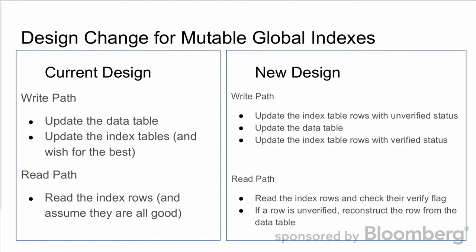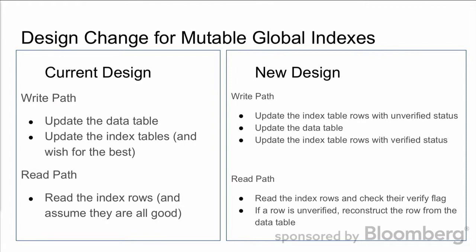As I described in the write path, in the current design, we update the data table, then the index tables are updated, and we wish for the best. But with the new design, it is three-phase updates. So we update the index table rows first with verified column equal to false, then update the data table, and as in the third phase, we update the index table again, this time setting the verified status to true.